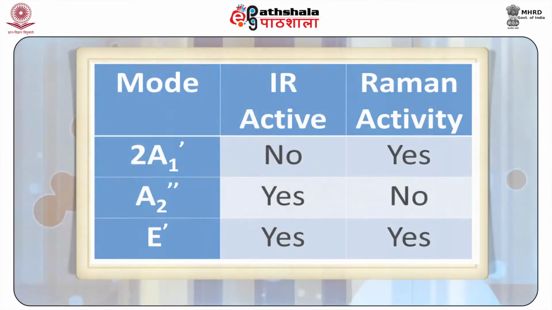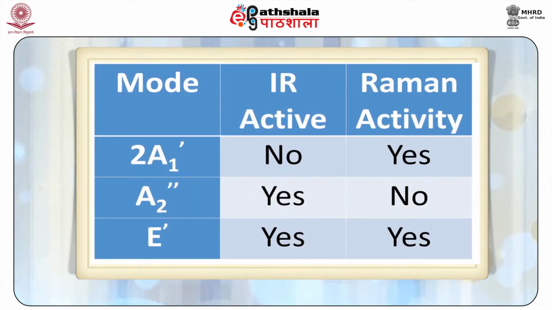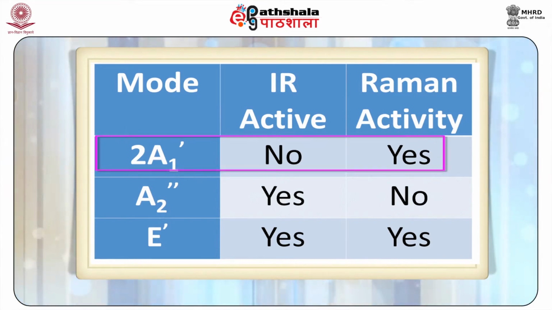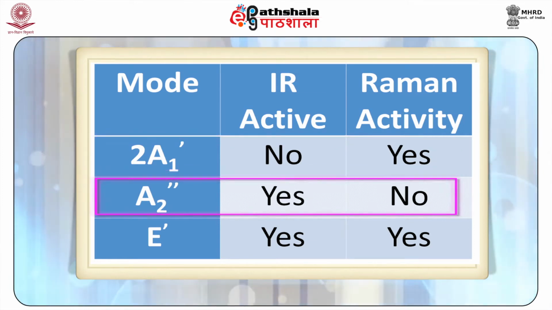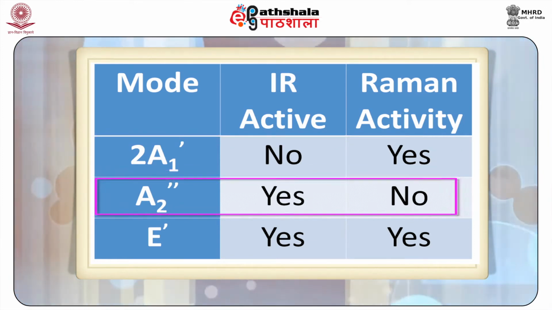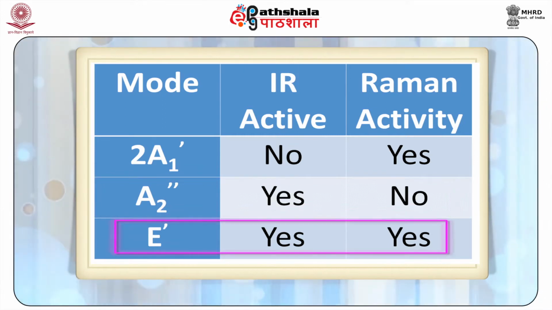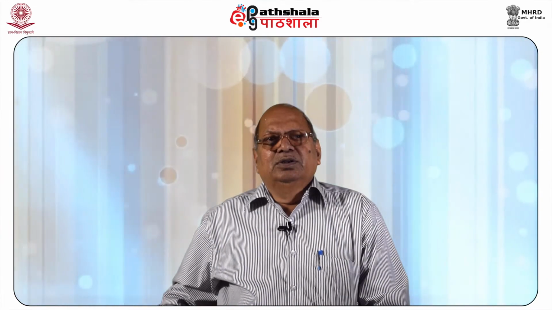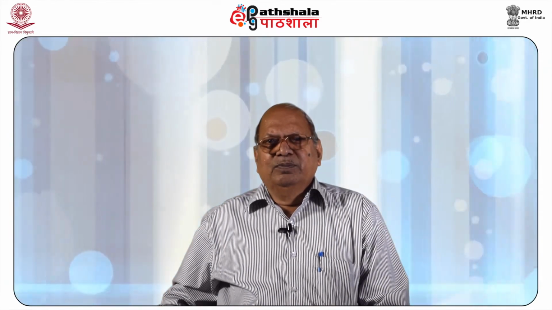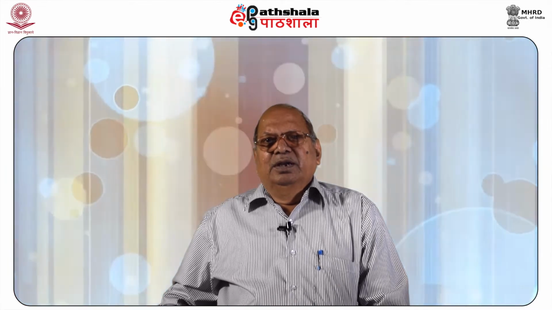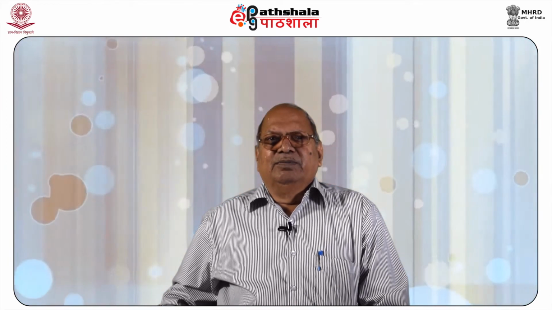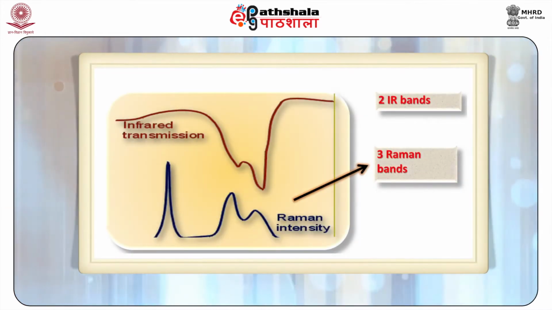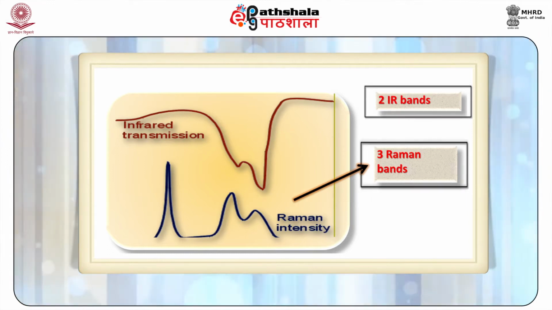Let us now check the IR and Raman activity of these modes. 2A1': IR active or not? No. Raman active? Yes. A2'': IR active? Yes. Raman active? No. E' mode: IR active? Yes, and Raman active is also yes. That is, the active modes are 2 IR active modes and 3 Raman active modes. The actual IR plus Raman spectrum is shown, and you find over here it contains 2 IR bands and 3 Raman bands.